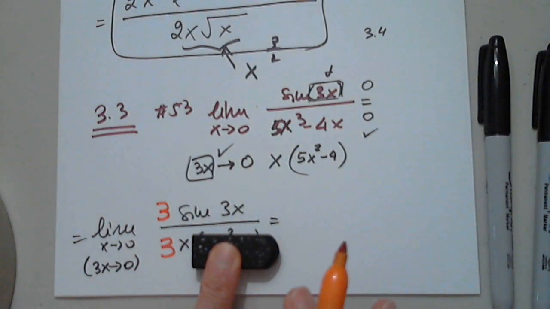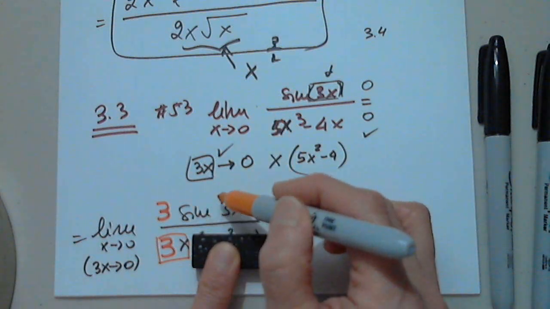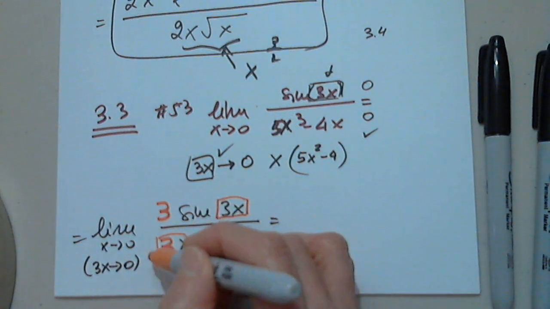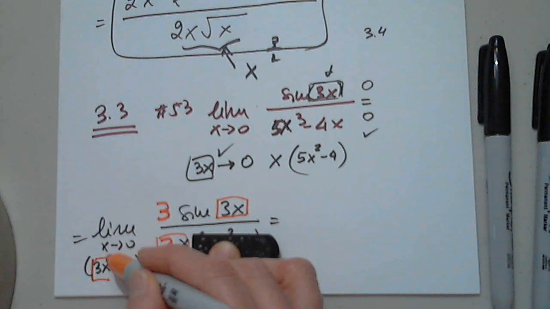If I only had this, 3x approaches 0, sine 3x over 3x, what would the limit be? Careful. It'll be sine of x. One more time. Sine of the box over the box, when the box approaches 0.